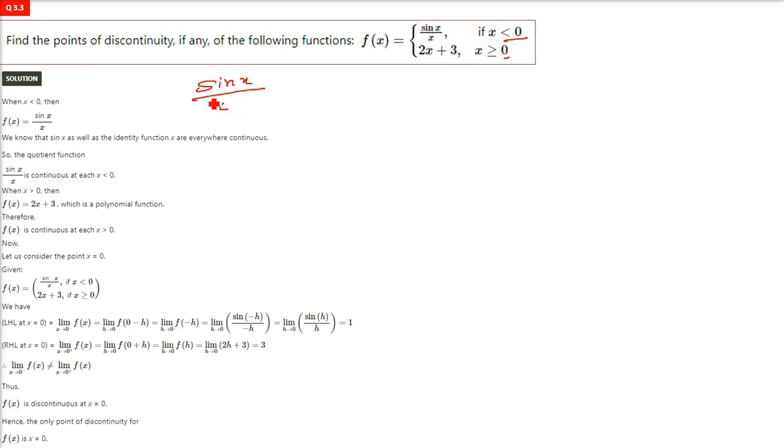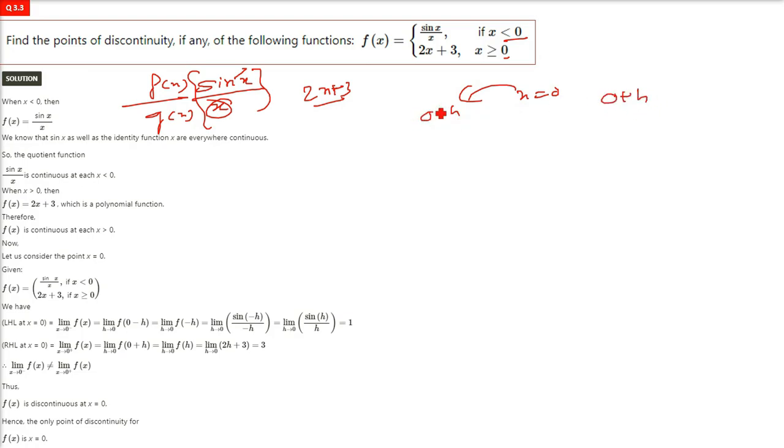x is an identity function, or you can call it a first order polynomial as well. So f(x) and g(x) separately are continuous everywhere. When you divide them, then also they are continuous. 2x + 3 is a straight line, a first order polynomial. So this is also continuous. This discussion you can write here. This is the first thing you have to write in solving these types of questions. Then the second step is to find out the actual continuity or discontinuity at x equals 0.